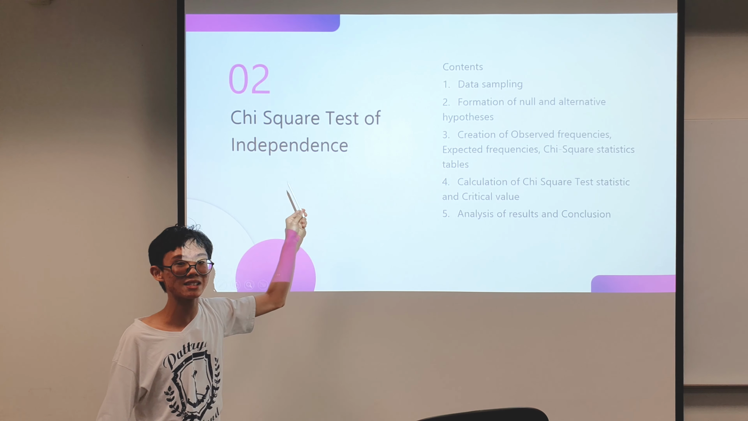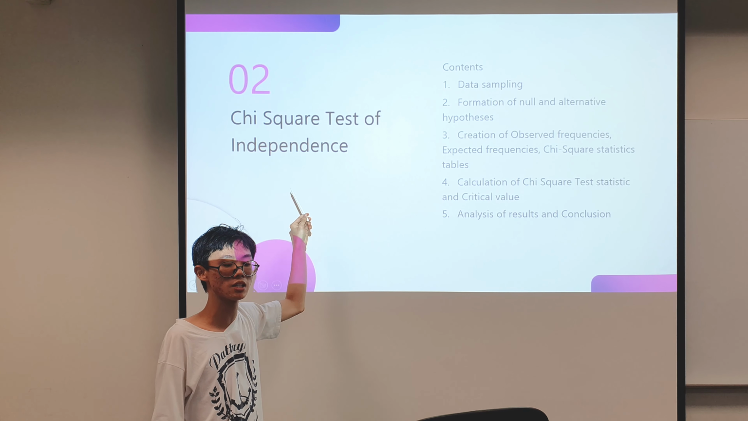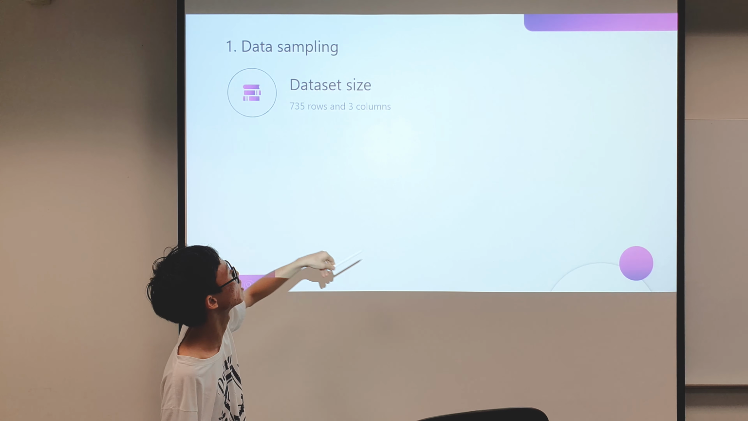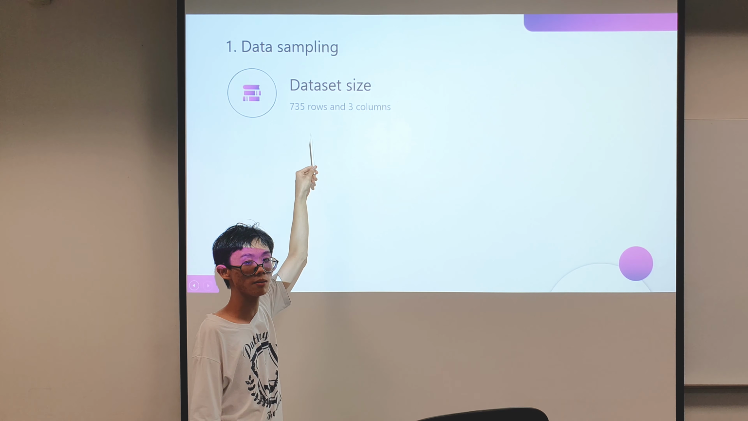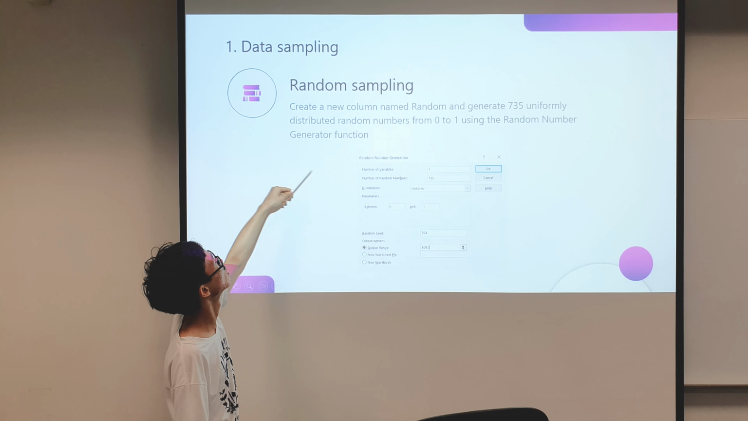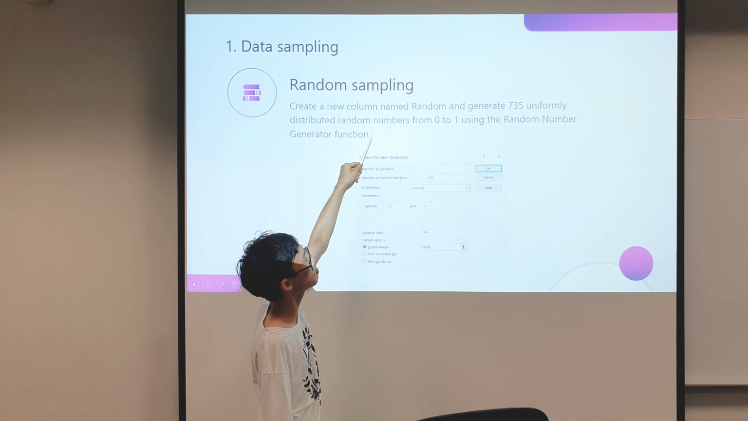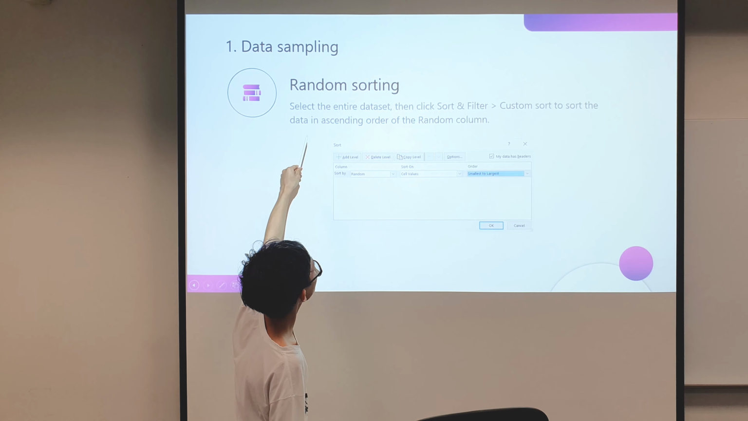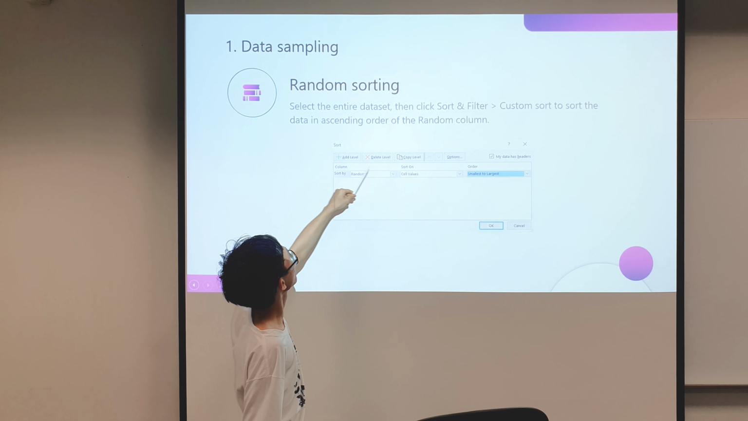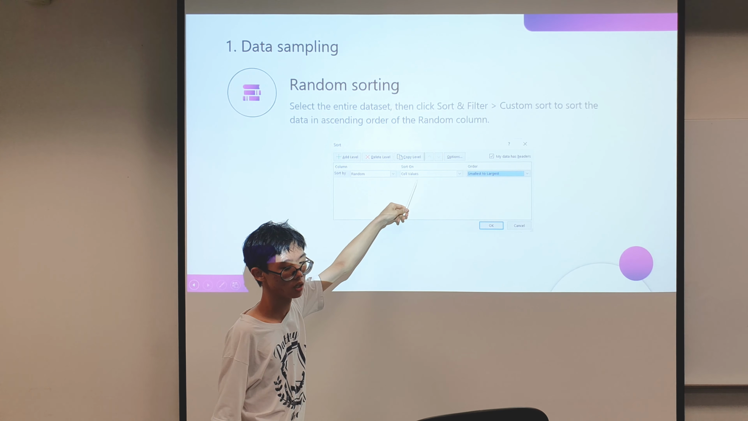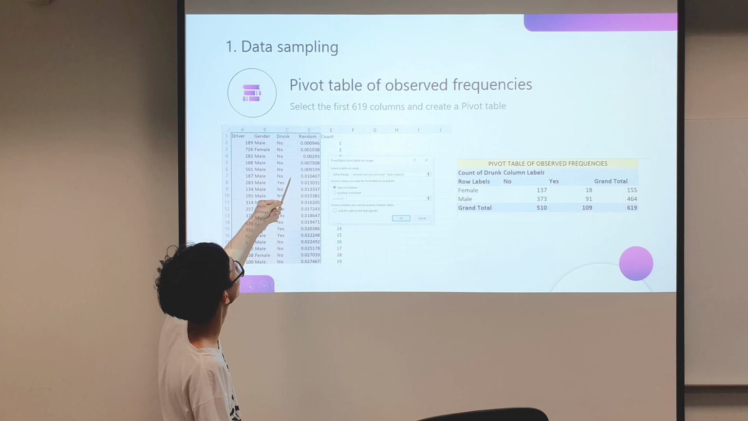Now we go on to the next task, which is the chi-square test of independence. Here we have 5 steps that we have to take. Our dataset this time has 735 rows and 3 columns. We also apply random sampling to our 735 random numbers. Afterward, we sort the random column and we sort the data in ascending order of the random column. This is similar to what we have done just now.